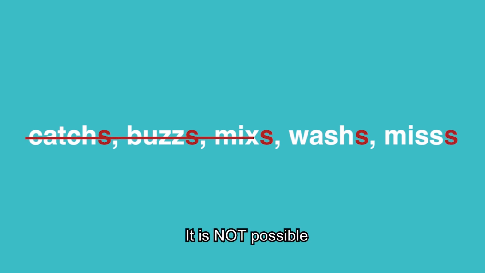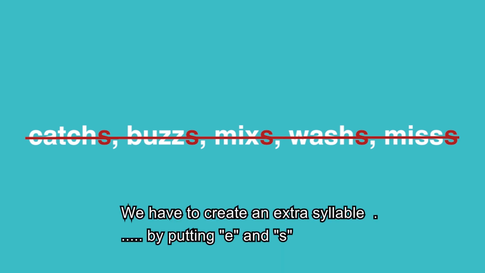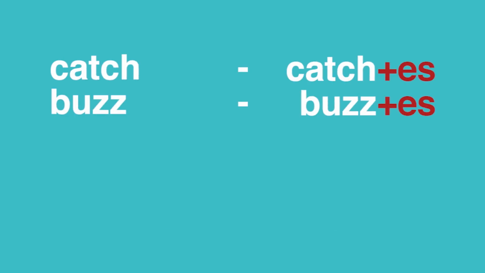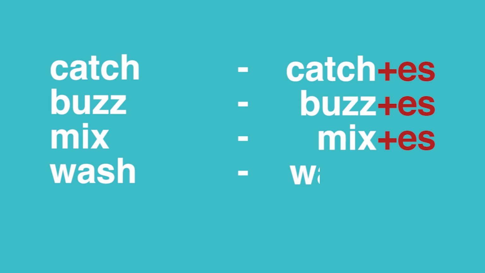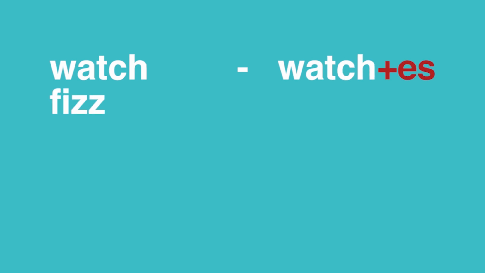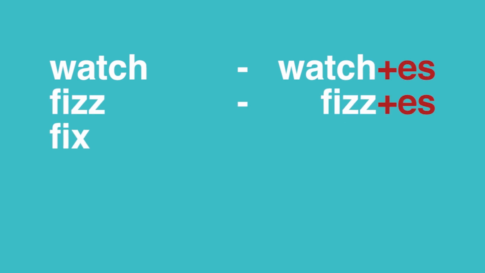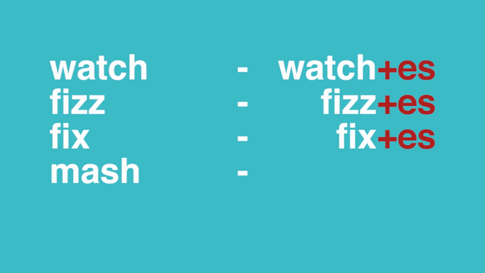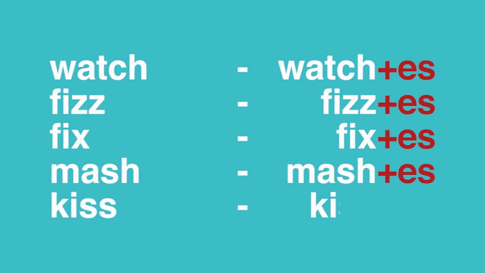It is not possible. We have to create an extra syllable by putting E and S. So notice the pronunciation. Catches, buzzes, mixes, washes, misses. Some more examples are watch, watches, fizz, fizzes, fix, fixes, mash, mashes, kiss, kisses.